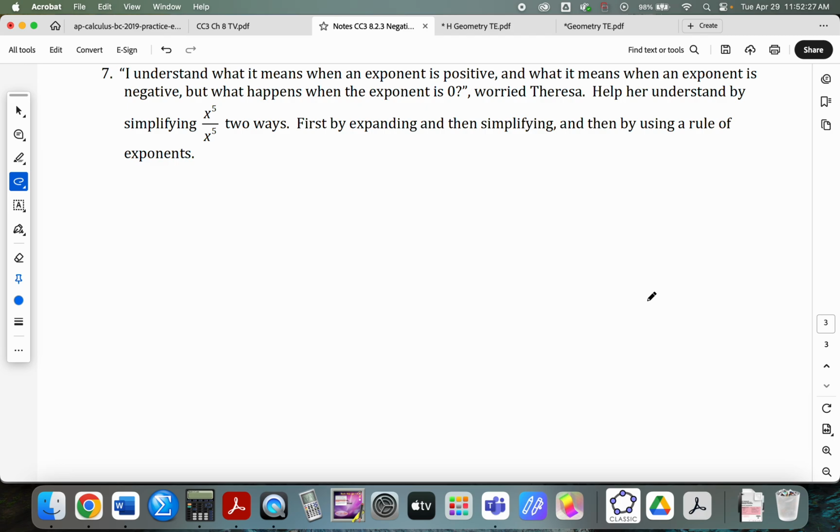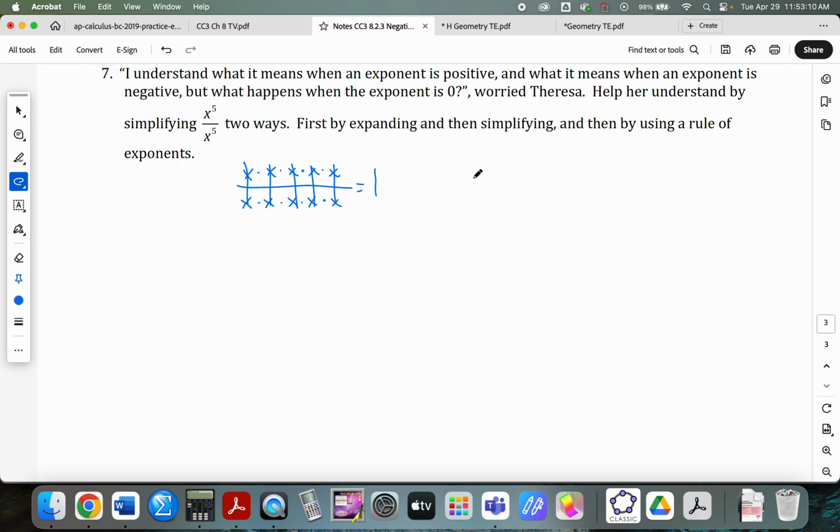So, last part. I understand what happens when an exponent is positive and what happens when an exponent is negative. What happens when the exponent is 0? So, x to the 5th over x to the 5th. Let's expand it. That's 5 x's multiplied together over 5 x's multiplied together, which is 1.